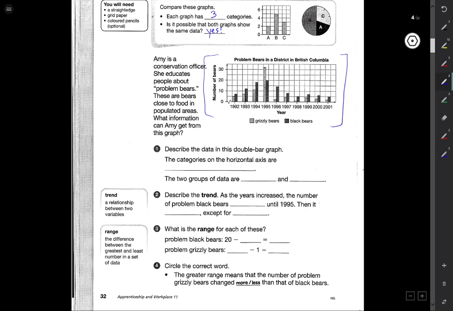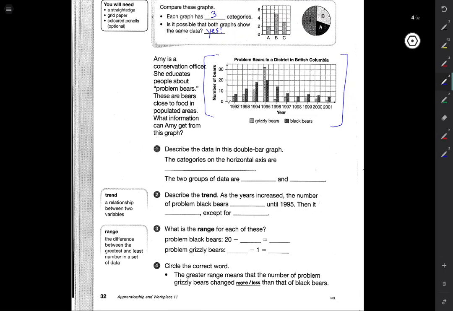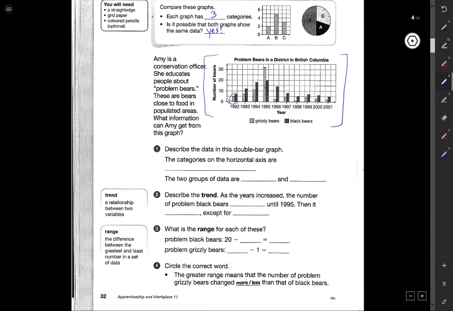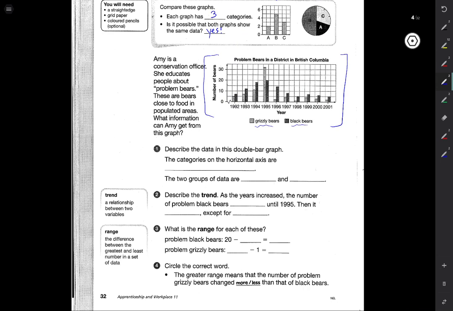So let's describe the data in this double bar graph. So a double bar graph is when we have the bars right next to each other. So there's 2 types of data going on here. We have grizzly bears as well as black bears. So instead of making a separate graph for grizzly bears and then a separate one for black bears, it's nice to do a double bar graph so we can easily compare the 2 side by side.